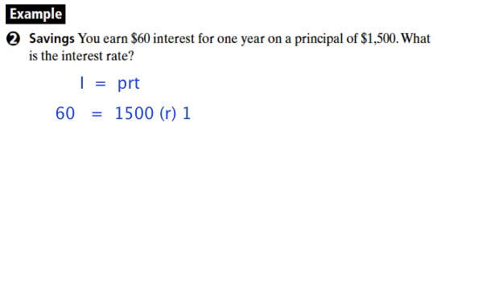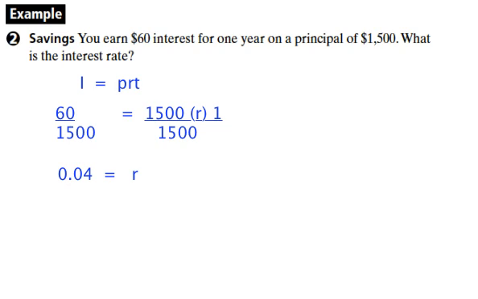We can divide both sides by 1,500. 60 divided by 1,500 is 0.04. The 1,500s on the right cancel each other out, so you're just left with R. So the rate is 0.04. That's written as a decimal. We change that into a percent of 4%. So the interest rate is 4%. Pause the video if you need more time to copy down this example.